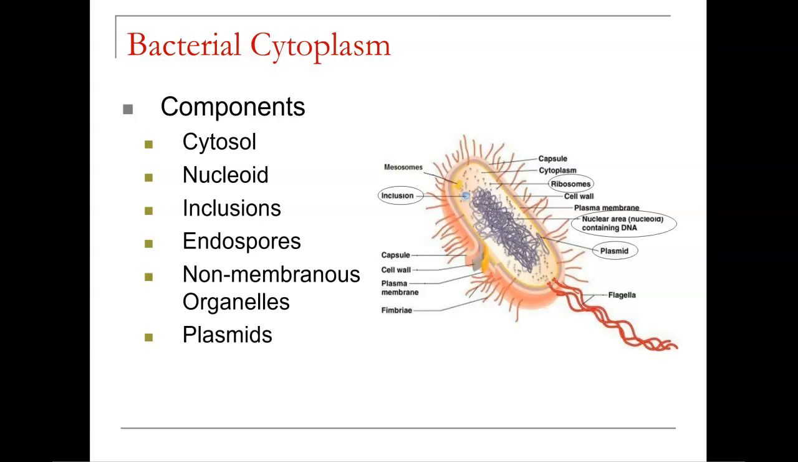So you have spherical bacteria that appear to lack a cytoskeleton, but for the most part, you will have a cytoskeleton sometimes.